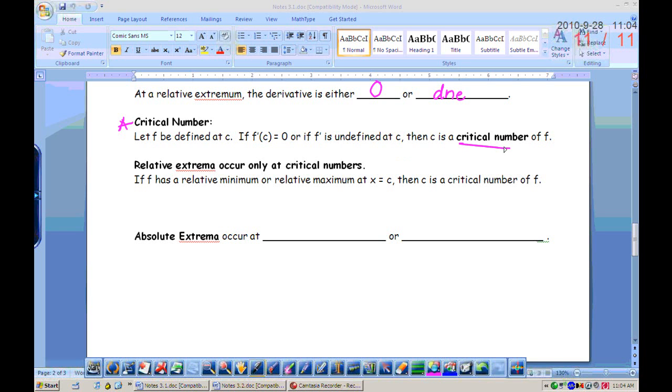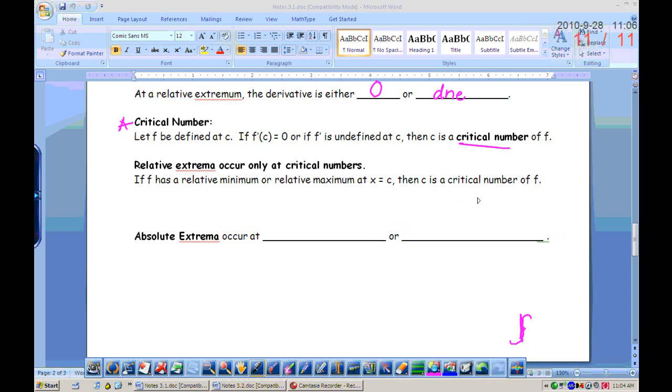So relative extrema occur only at critical numbers. If f has a relative minimum or a relative maximum at x equals c, then c is a critical number. But the reverse is not true. If c is a critical number, you're most likely going to have a min or a max, but not for sure. Okay, so that's relative extrema.